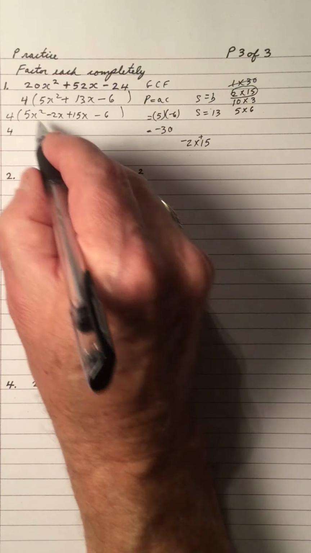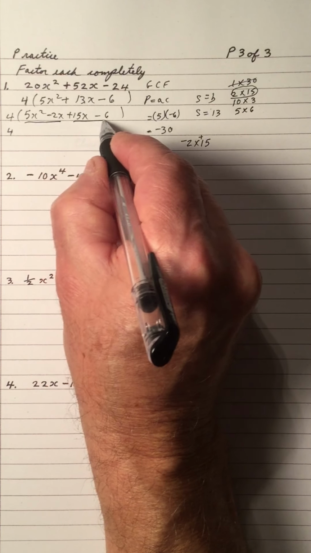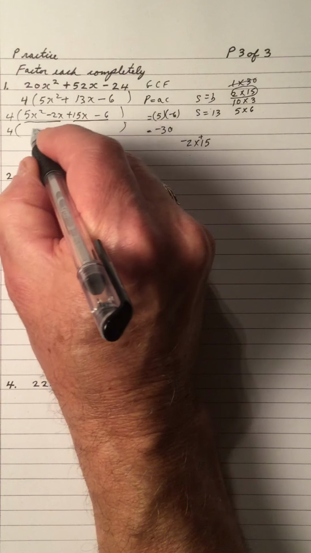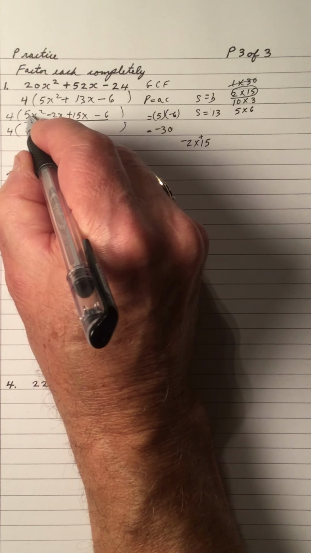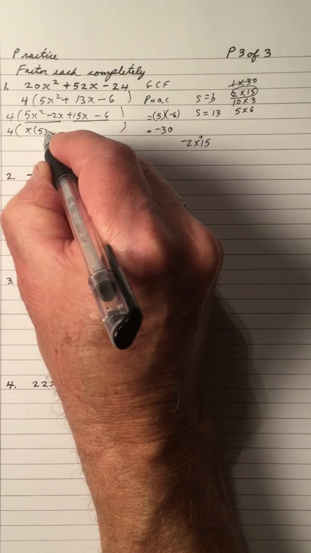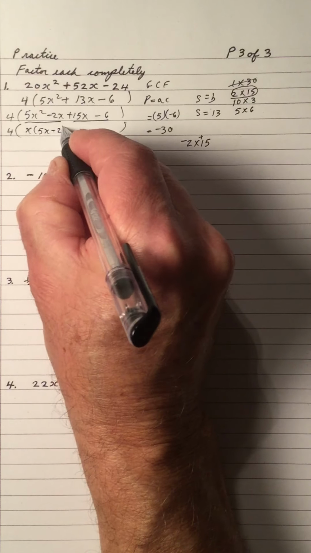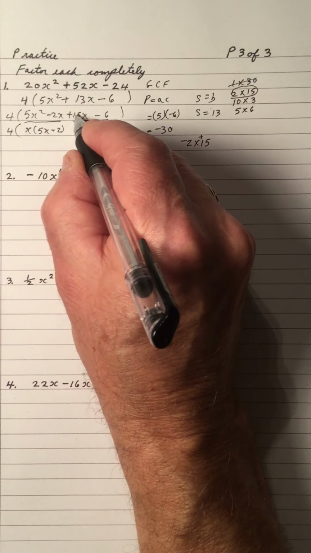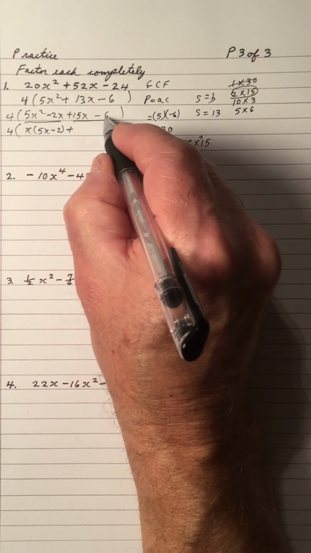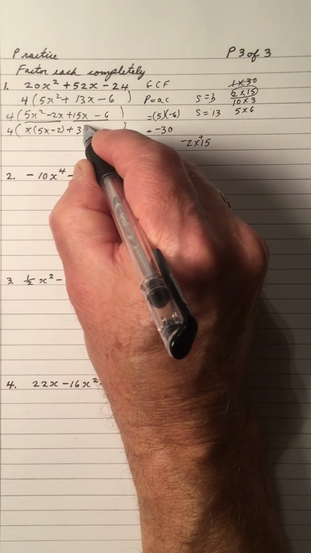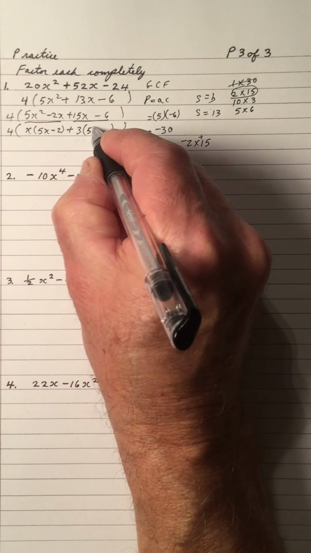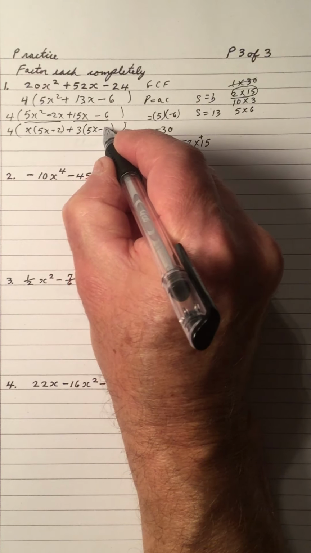And we now split them into two pairs. In the first pair, we have x is common, GCF, 5x, and a minus 2. So we divide x into both of these to get 5x minus 2. We have a plus here at the beginning, so we take a plus. GCF is 3 between 15 and 6. 15x divided by 3 is 5x. Negative 6 divided by 3 is negative 2.